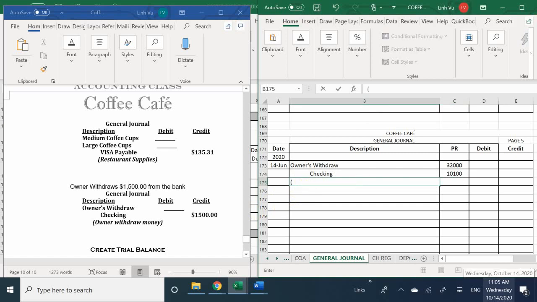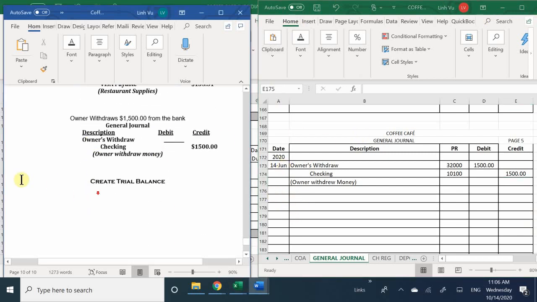So that means I don't need to write a check, because the owner just went to the bank and withdrew the cash. Owner withdrew money. Right? All right, and for the total amount, what did he take out from our company? 1,500. Not 15,000, just 1,500. All right, so that is our last transaction for this.